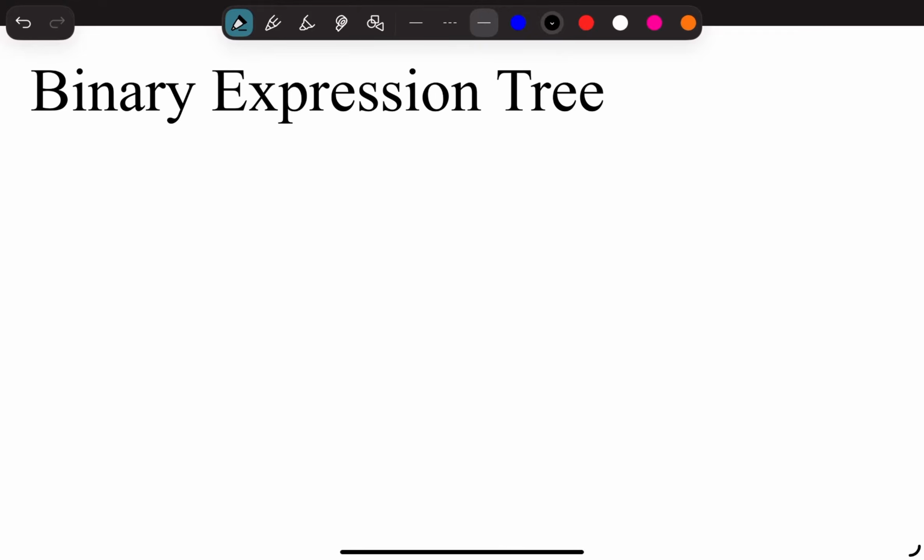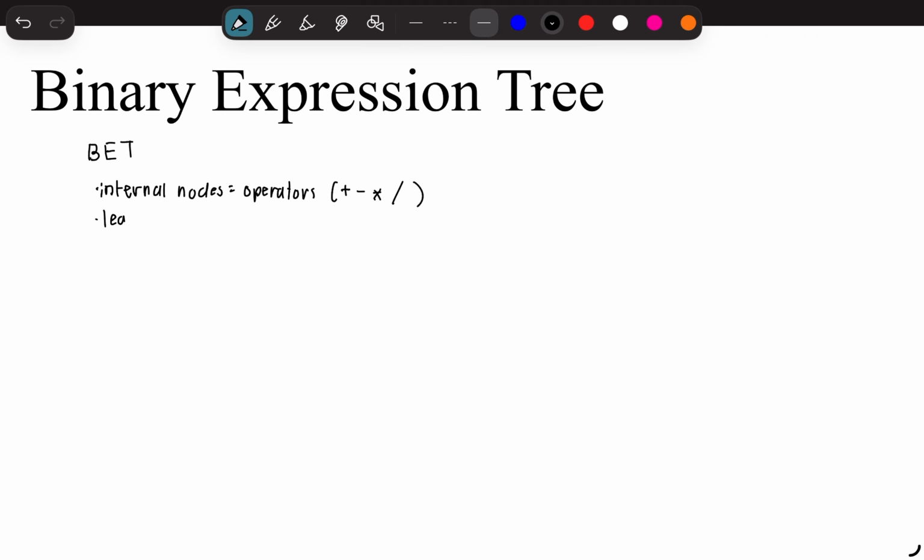In this video, we're going to be going over binary expression trees. So what is a BET, a binary expression tree? You have internal nodes, and these are going to be operators. An operator is plus, minus, times, division, and you're going to have leaves.